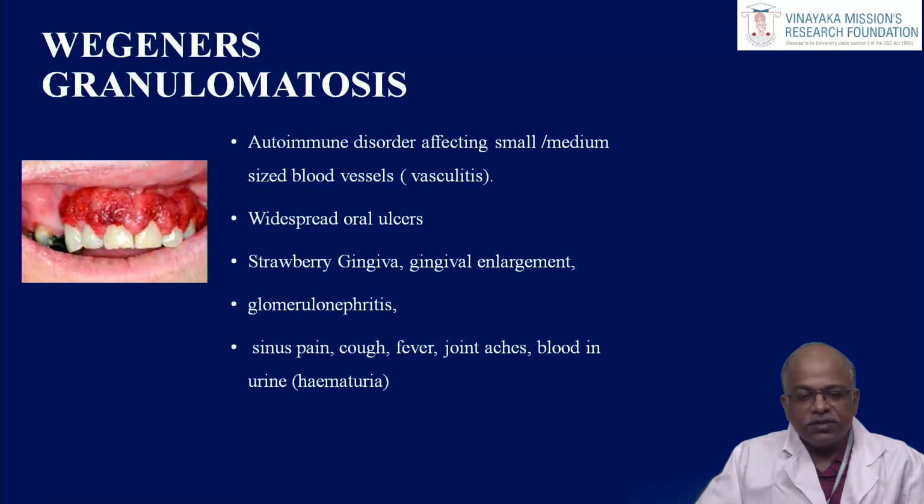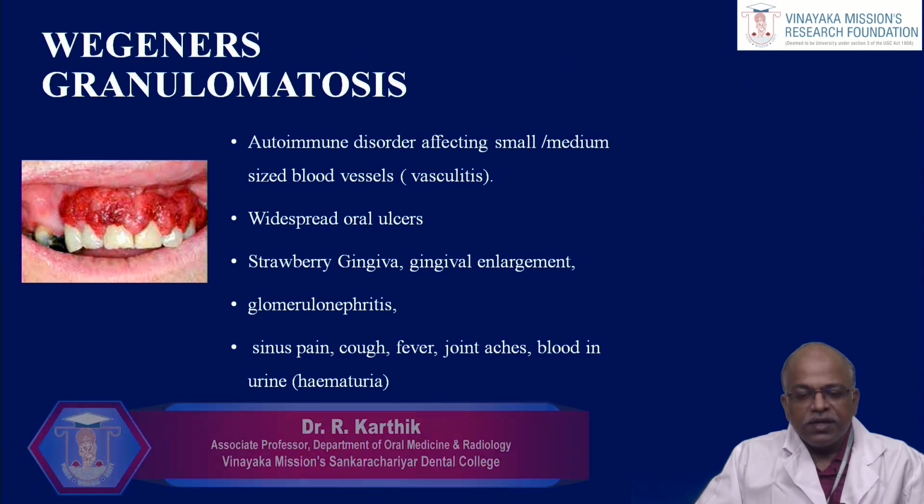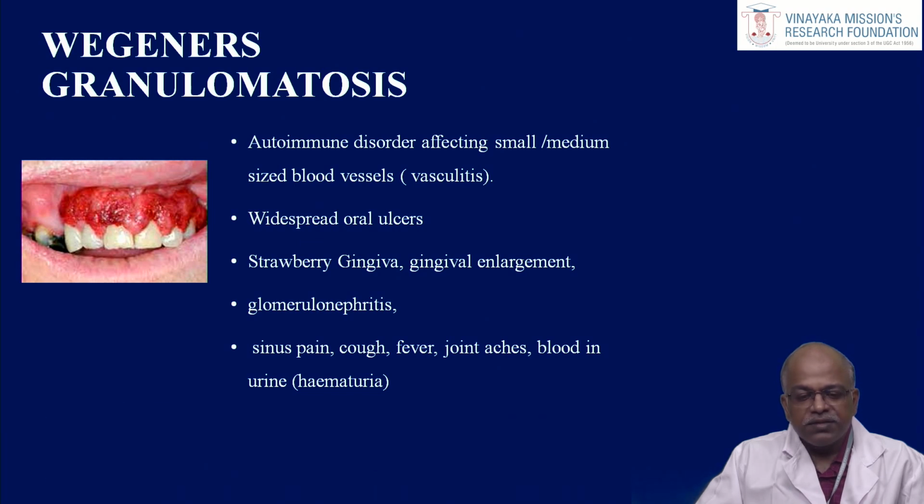Wegener's granulomatosis is another autoimmune disorder affecting the small and medium-sized vessels. It is characterized by strawberry gums, resulting in gingival enlargement. Patients have glomerulonephritis, fever, cough, pain in the sinus, joint aches, and blood in the urine. Hematuria is also something the patient may complain of.